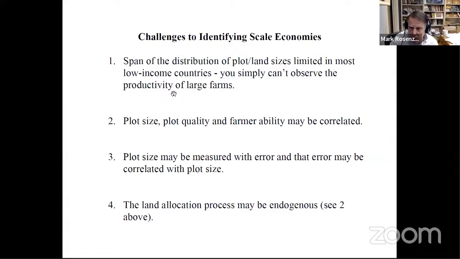All right, so there are challenges to identifying scale economies, and the number one challenge is, as you saw in those 4 graphs that I exhibited, the scales of operations that you see in low-income countries are so far below the scales of operations you see in high-income countries that if there were positive scale economies, you couldn't see them because there are, in fact, no large farms. Okay. Now, there are other issues as well: plot size, plot quality. There may be measurement errors in plot size. We need to worry about whether the land allocation is endogenous, related to unobserved characteristics of farmers, ability of farmers to get credit, et cetera. So there are a lot of challenges to identifying true scale economies, but the key one is a data problem.